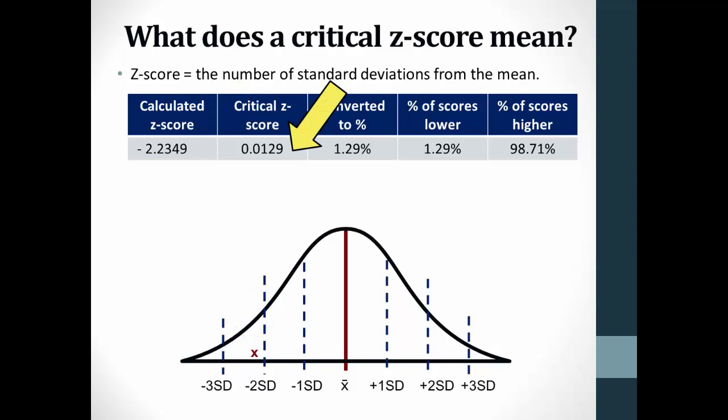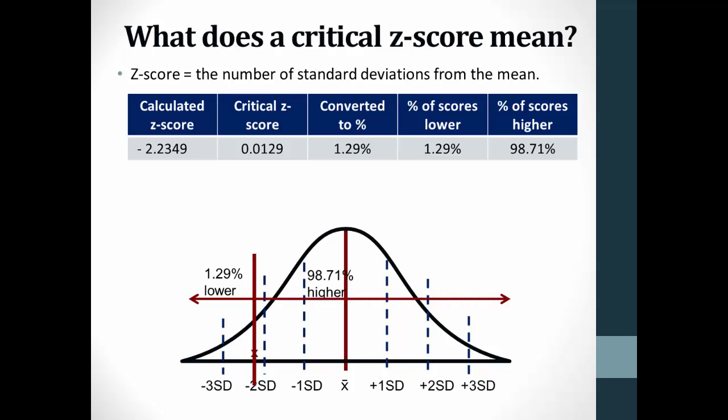Now let's look at the critical z-score that we got from our table, 0.0129, which when converted to a percentage is 1.29%. This will be in the region to the left of the mean. Had the z-score been positive, this percentage would be above 50% and therefore would be to the right of the mean. This means that the original score could be plotted at 1.29%, meaning that only 1.29% of the scores in the distribution are lower than our raw score of 16, and that 98.71% of those scores, 100% minus 1.29%, will be higher than our score.